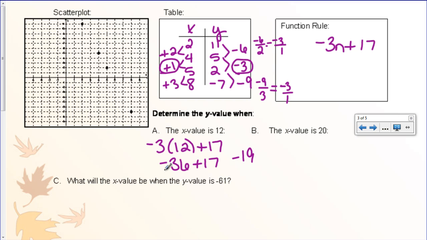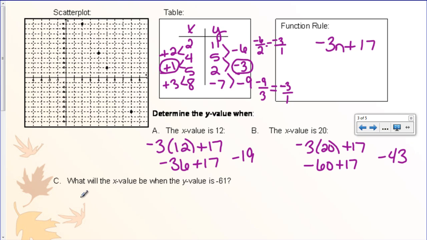And so if I were to do part B, I would do the same thing. I would do -3 times 20 plus 17. Well, -3 times 20 is going to be -60 plus 17 is -43.